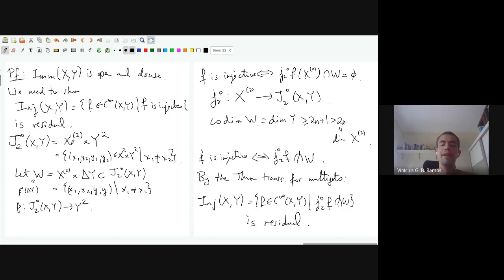Because you're moving the diagonal from X squared. Okay, any questions about this? Okay, so that's the end of this proposition. So the injective immersions are also a residual set, so in particular dense, provided the dimension is big enough.